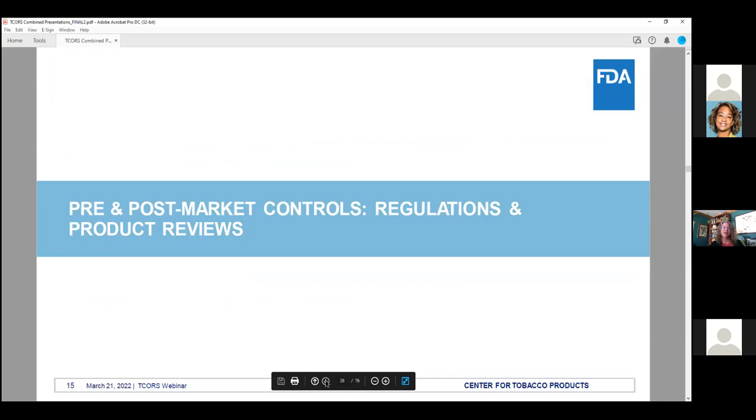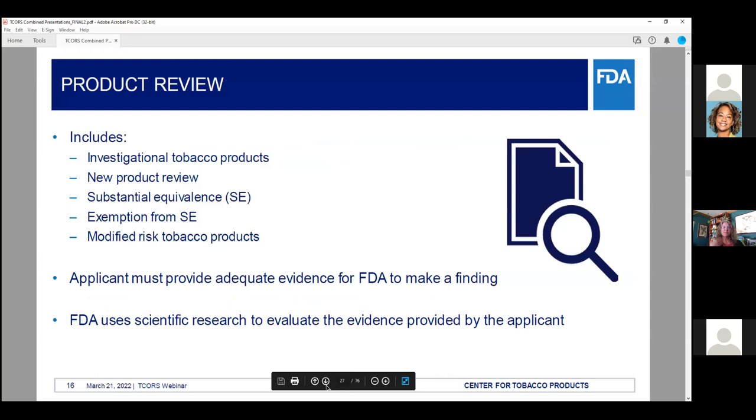So in addition to having the ability to set product standards, a large part of what CTP and the Office of Science, where I am housed, do is product review. We perform product review. Next slide, please. There are a number of different pathways in which products can come into the Center for Tobacco Products for review. They're listed here at the top of the slide. Some of those pathways that folks are probably a little more familiar with include new product review, or what is often termed PMTA, or pre-market tobacco application review.